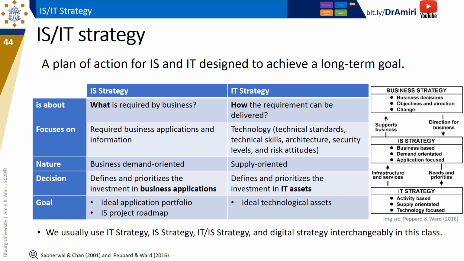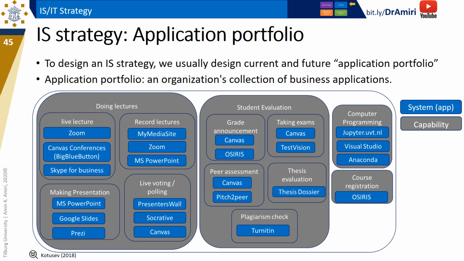But as for this class, as for this video, I try to give you more details on the kind of artifacts created in IS strategy and IT strategy. To design an IS strategy, we usually design the current application portfolio and the future application portfolio of an organization. An application portfolio is an organization's collection of business applications.